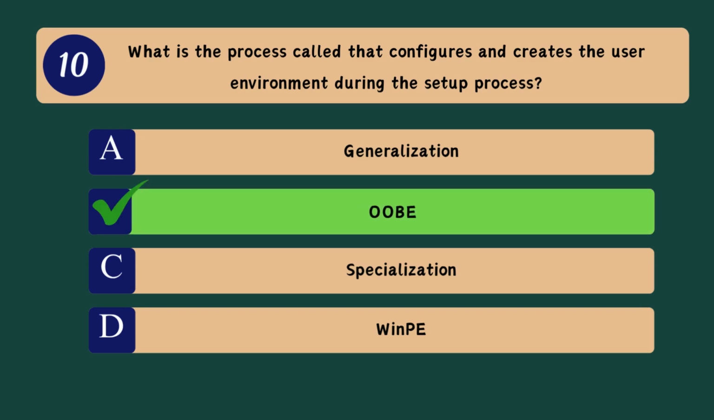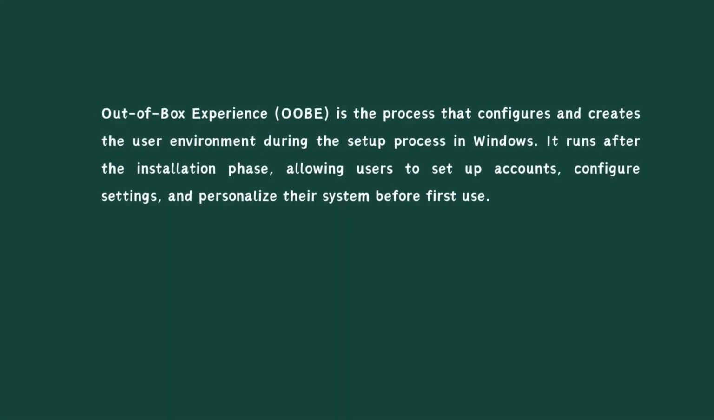Correct answer: B. OOBE. OOBE, out-of-box experience, is the process that configures and creates the user environment during the setup process in Windows. It runs after the installation phase, allowing users to set up accounts, configure settings, and personalize their system before first use.